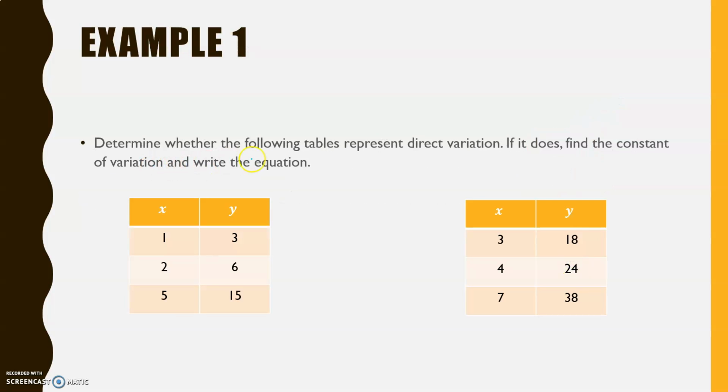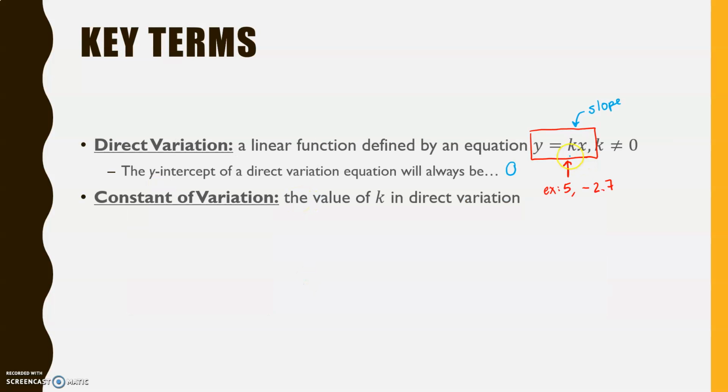So, determine whether the following tables represent direct variation. If it does, find the constant of variation and write the equation. So the way that I'm going to figure this out is if I think about my formula for direct variation, it's saying that if I take any value of x, I can multiply it by the same number, whether it's 5 or negative 2.7 or anything else other than 0, I will get a number.